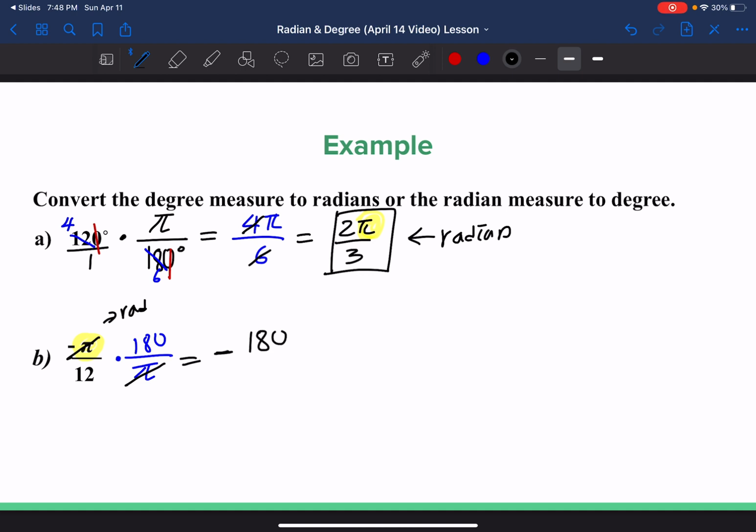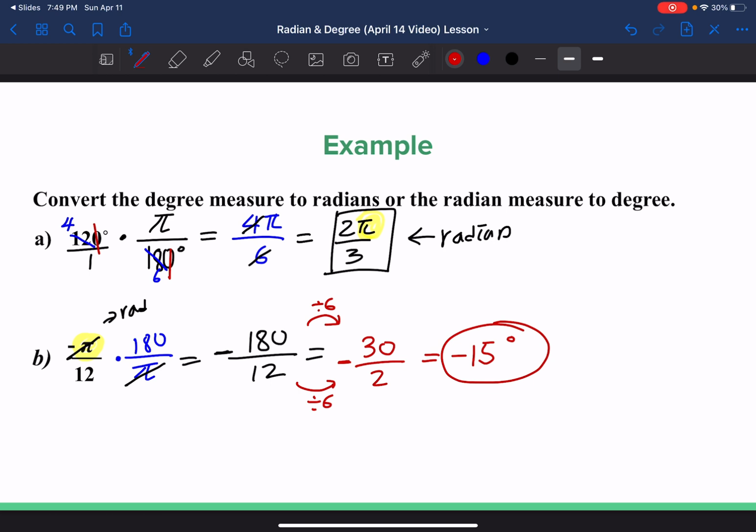I have 180 over 12. Let's simplify 180 and 12. I will divide everything by, let's do 6. So this is 2. 180 divided by 6 will be 30. I can still simplify a little bit further, right? I divide by 2, so it's going to be negative 15 degrees. Okay, so that's how you convert between those two units. You either multiply by pi over 180 or 180 over pi.